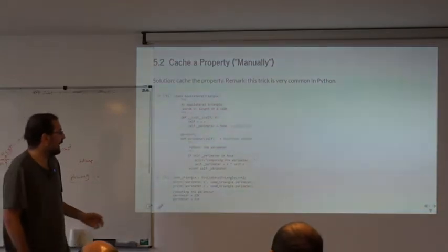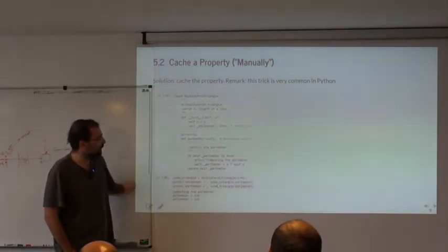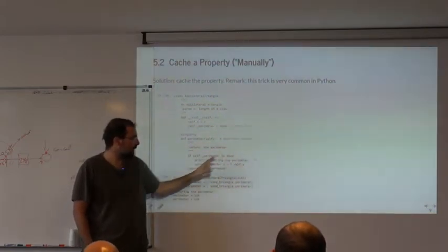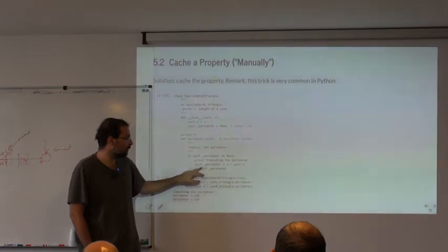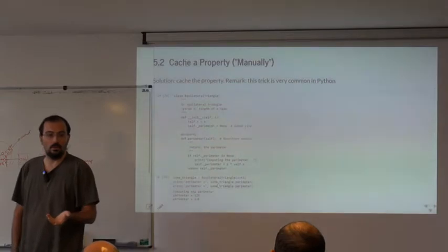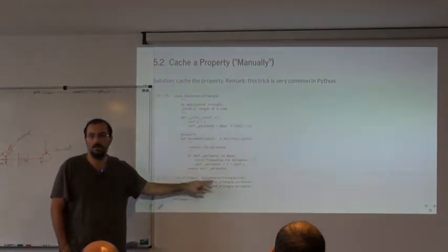I defined it with the initial value None, which morally means in that case not computed yet. And when I run the perimeter method, I'm going to check if it is None. If it is None, I will compute it and store it in the hidden variable. And anyway, whether I have just computed it or not, I will return the value of this hidden variable.